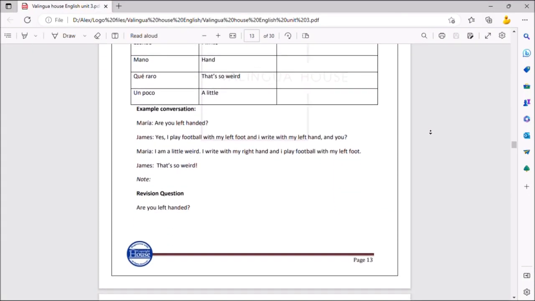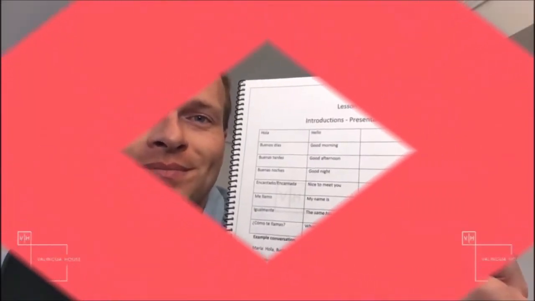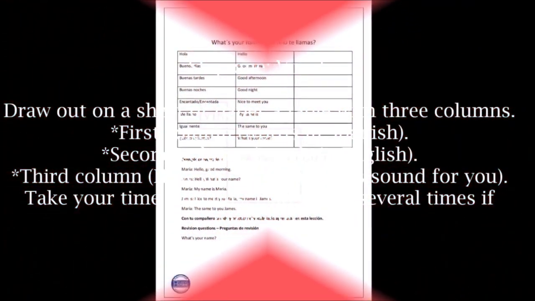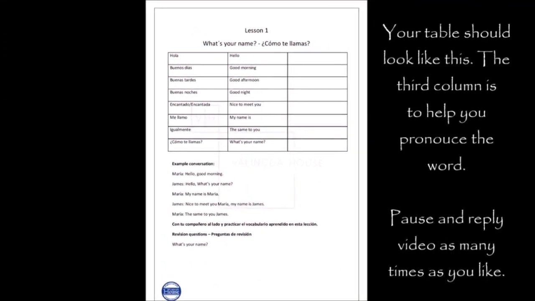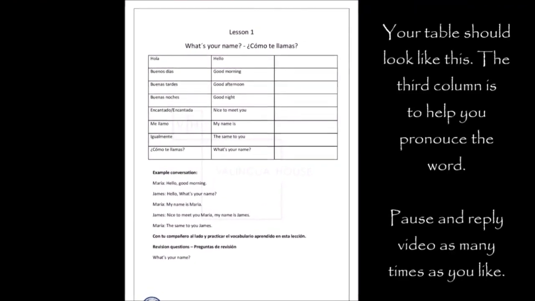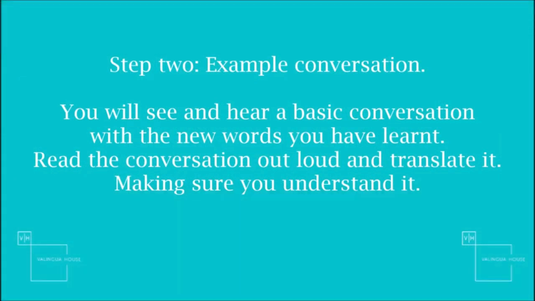In each lesson, there is around 8 to 12 words. We have a special way to help you remember these words, where you write out the word in English and Spanish, and then in the third column, you write out how you think it should be spelt if you were inventing how to spell the language. This helps you remember how to pronounce the word. After that, you will see and hear an example conversation with the words you have just learnt.